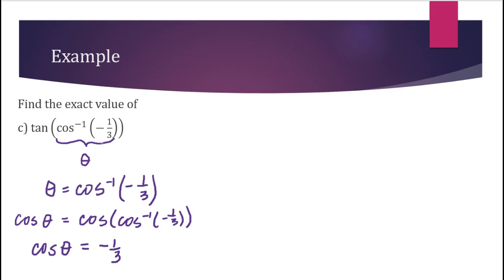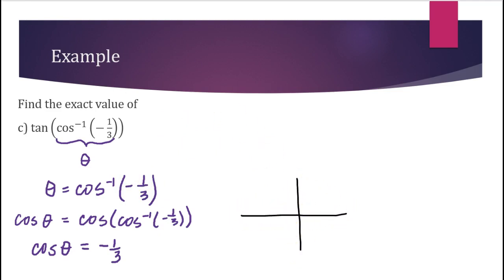So we know that this angle theta, we don't know exactly what it is, but we know that it has to be in quadrant 2. So how do we know that? Because cosine inverse can only fall in quadrants 1 and 2, and since this is negative, my angle is going to have to fall in quadrant 2.